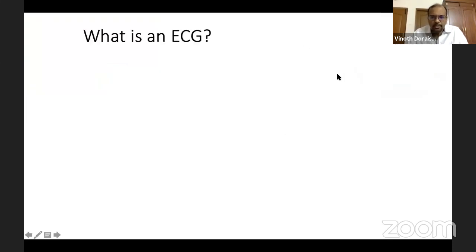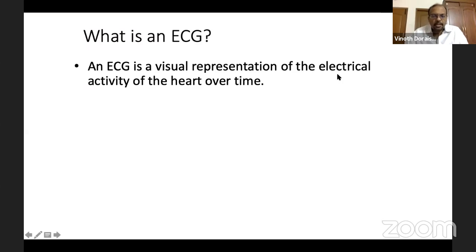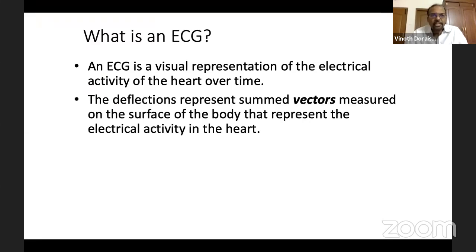So now we'll start with what is an ECG. It's basically a visual representation of the electrical activity of the heart over time. And the deflections which you see in the ECG represent summed up vectors. A vector will have a magnitude and a direction. And these are measured on the surface of the body, corresponding with the electrical activity in the heart.